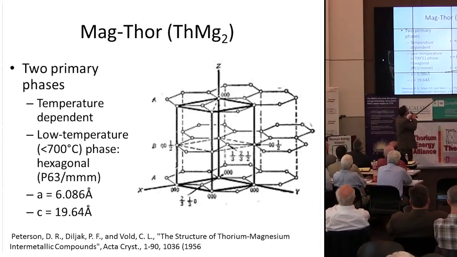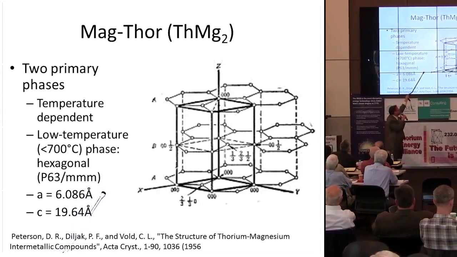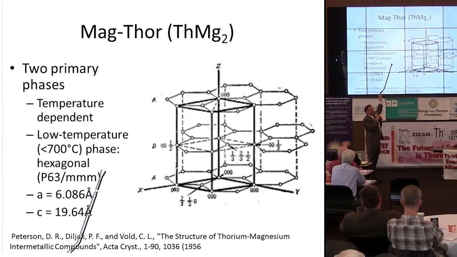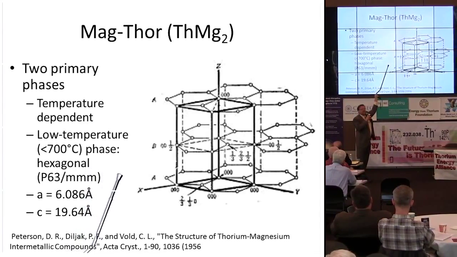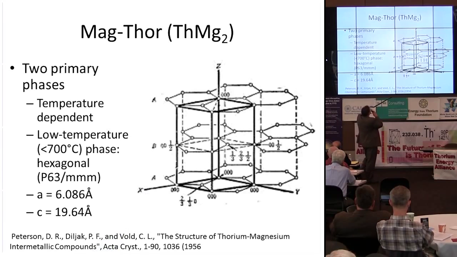I want to make a distinction here. This is thorium-magnesium, ThMg2, okay? This is not MagThor. This is the closest intermetallic, the closest crystal there is in the phase diagram. I'm going to show you the phase diagram in just a second. But I just wanted to give you an idea of where the crystallography sits, okay?